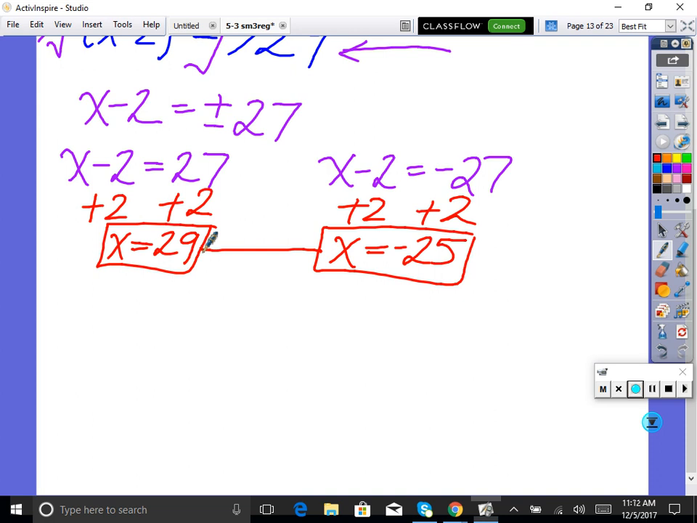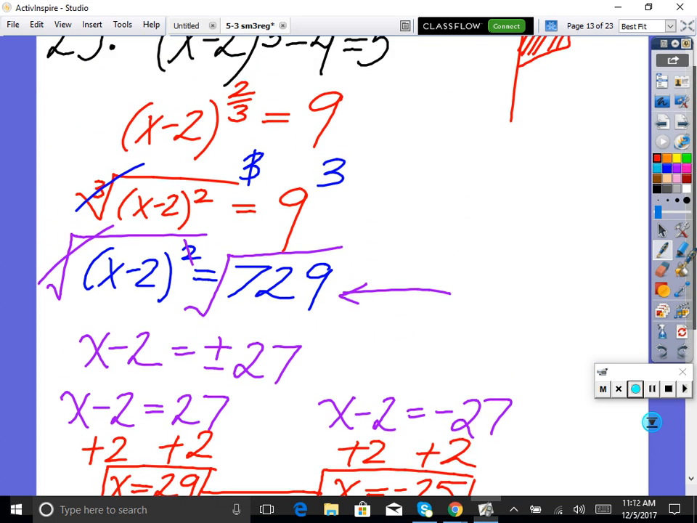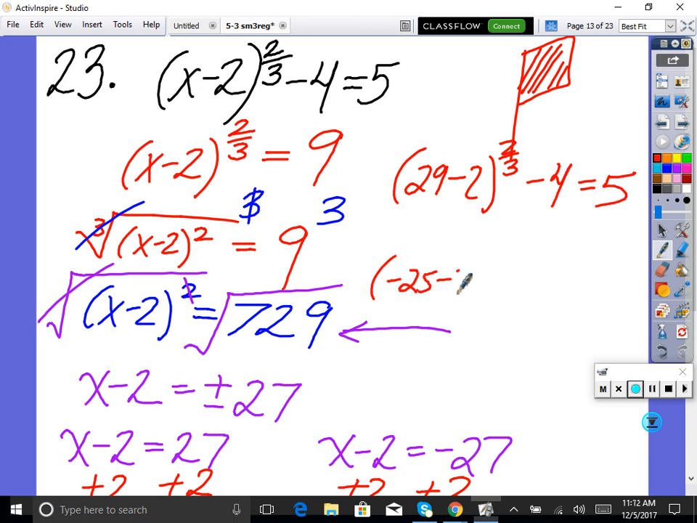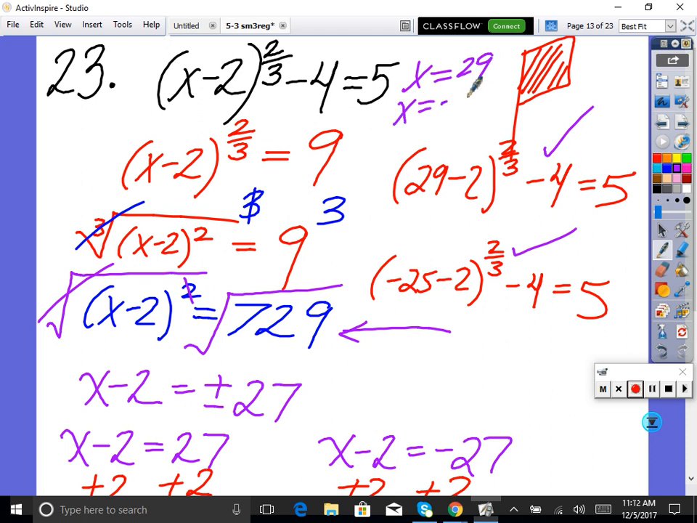Okay. Now we have to go check them. Everybody, I want you to take your calculator. We have positive 29 and negative 25. Check them. Type into your calculator: 29 minus 2 to the 2/3 power, minus 4. Does that equal 5? Negative 25 minus 2 to the 2/3 power, minus 4. Does that equal 5? Check them. Okay, you said this one worked. What about this one? Perfect. So neither of those were extraneous. So we get to keep x equals 29 and x equals negative 25.